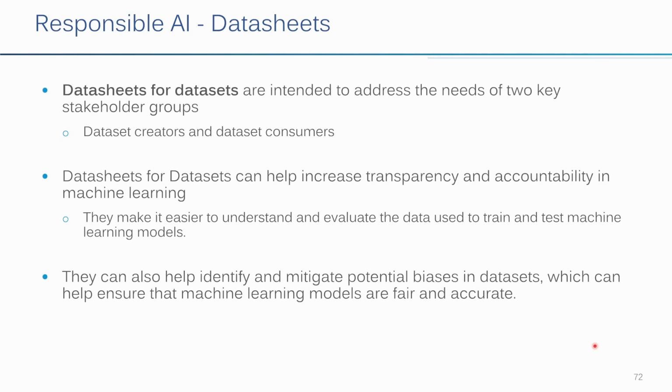So we collect the largest possible number of characteristics to describe this data set in a way that when a machine learning model is using this data set, we can trace it down and say, well, given this composition of the data set, it makes sense that this decision was made, or this model performs better or worse in specific scenarios, and so on. Not only that, they can also help us to identify and mitigate potential biases in data sets, which can help us ensure that machine learning models are fair and accurate.